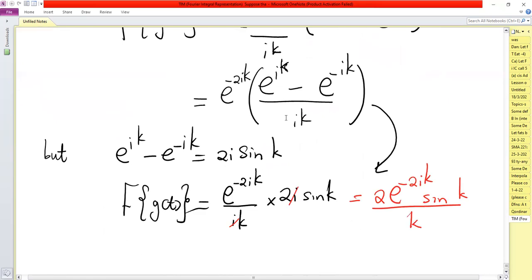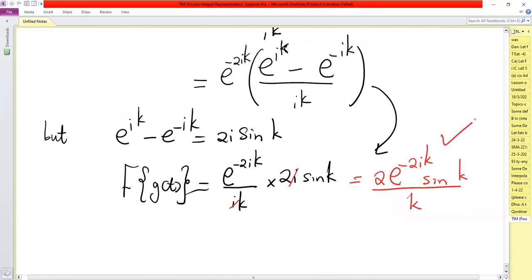So that's how we apply the second shift theorem.